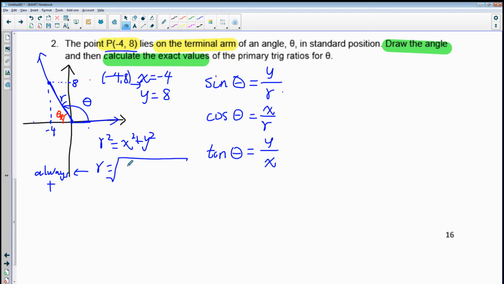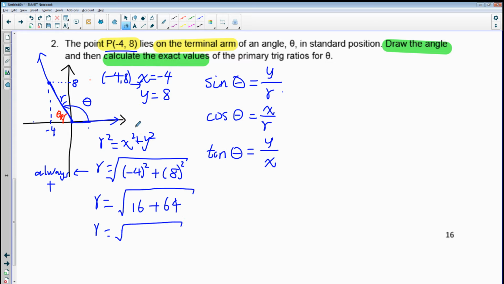So r: x is -4. Be careful, it's not 4. x is -4 squared, y is 8 squared. It doesn't matter because it's squared, so it becomes positive anyway. But you need to recognize x is -4 because it is important when we calculate the trig ratios. 4 squared is 16, 8 squared is 64. We add them together, of course, and we get 80.